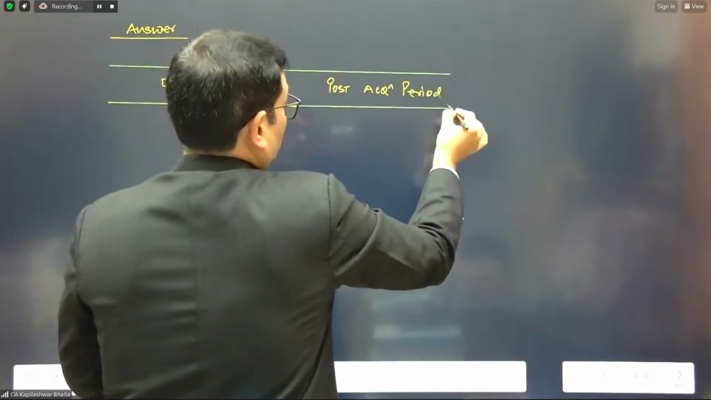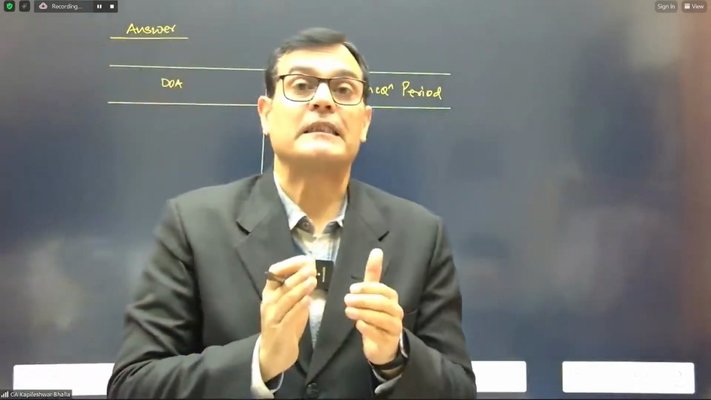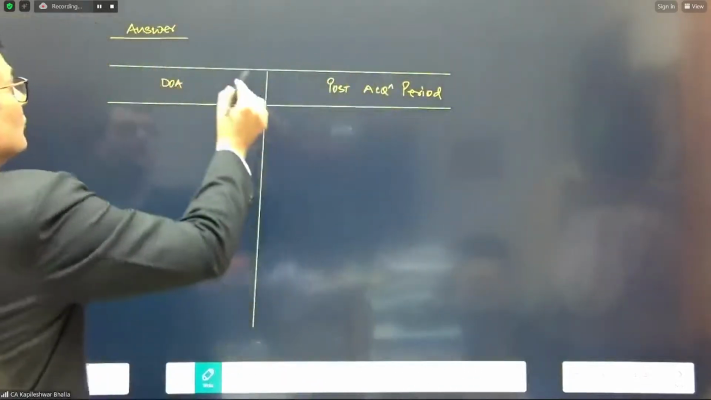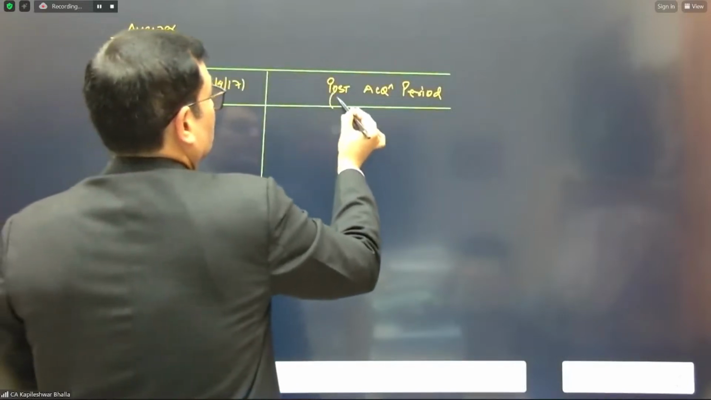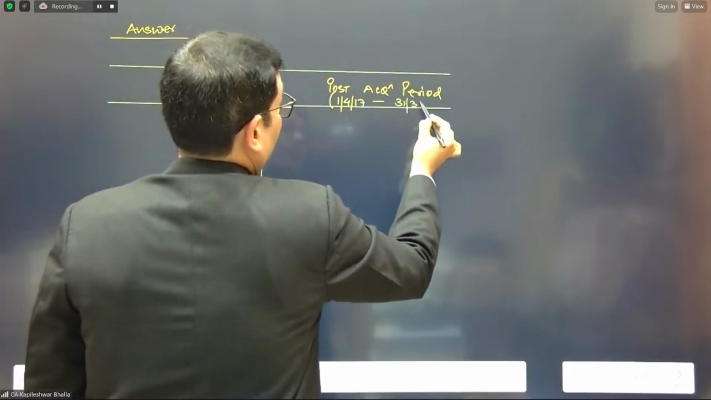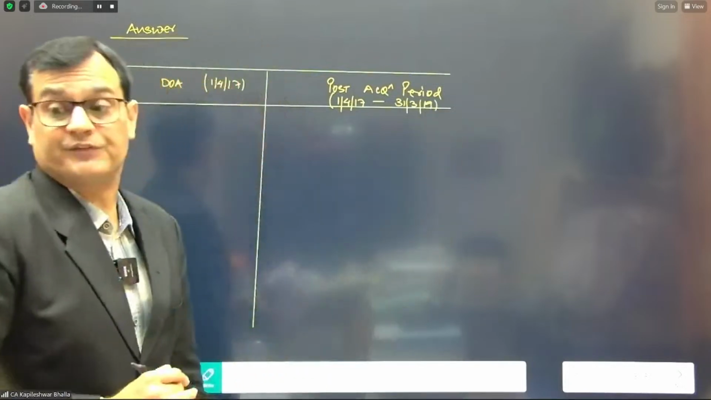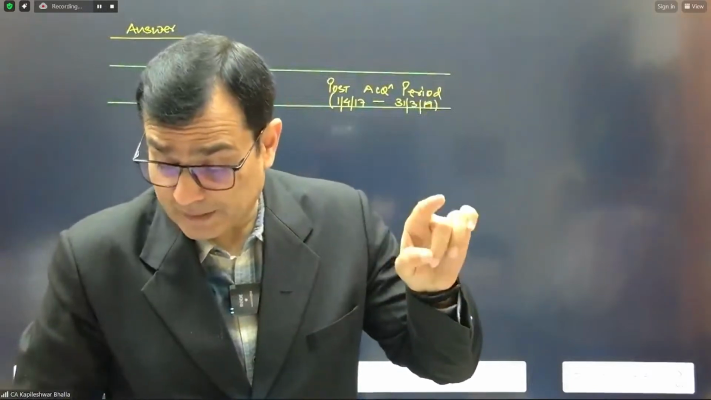In this particular case, we are very clearly given in the question that the date of acquisition is 1st April 17. So the date of acquisition is 1st April 17, and the post-acquisition period starts from 1st April 17 and ends on March 19. It's a period of 2 years. So now let's go to the first part.